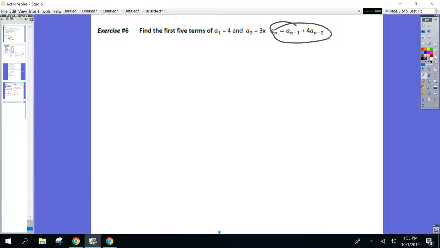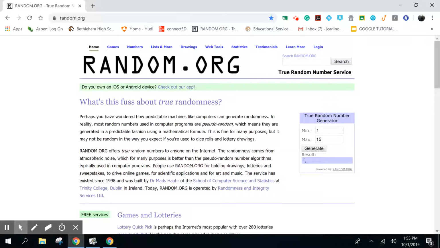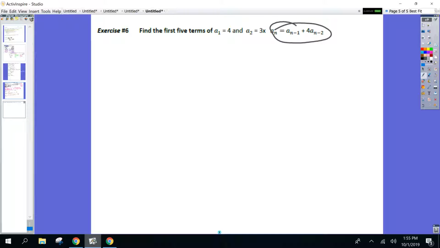First 5 terms. 15. What did I give you to start out with? What's 4 represent? Okay, and I also gave you what? Which is? Look at that, kids. I gave you 2 out of the first 5. You're welcome.